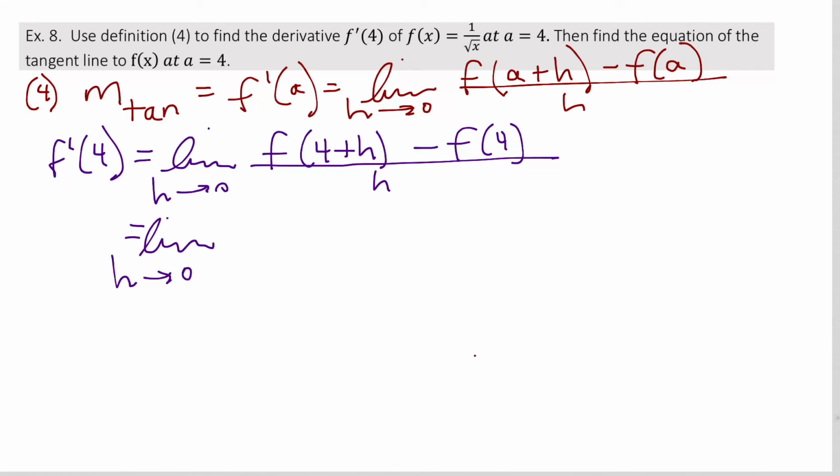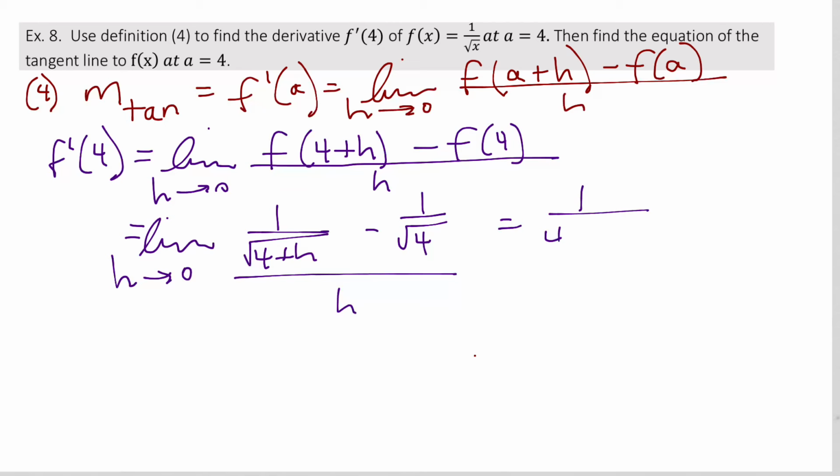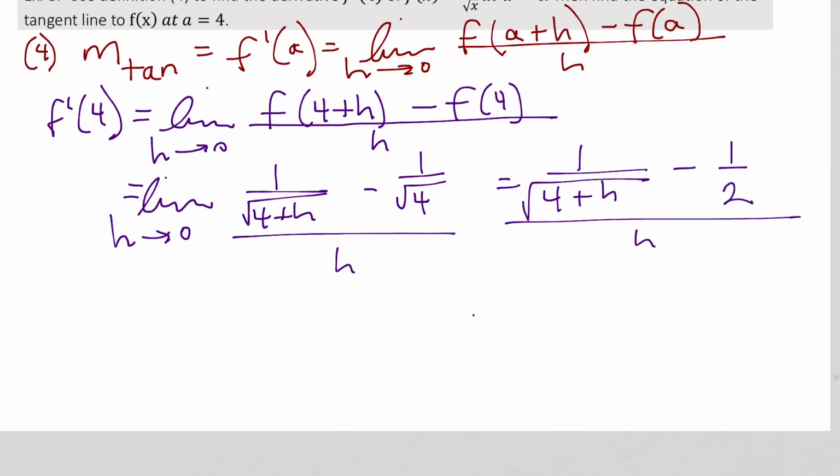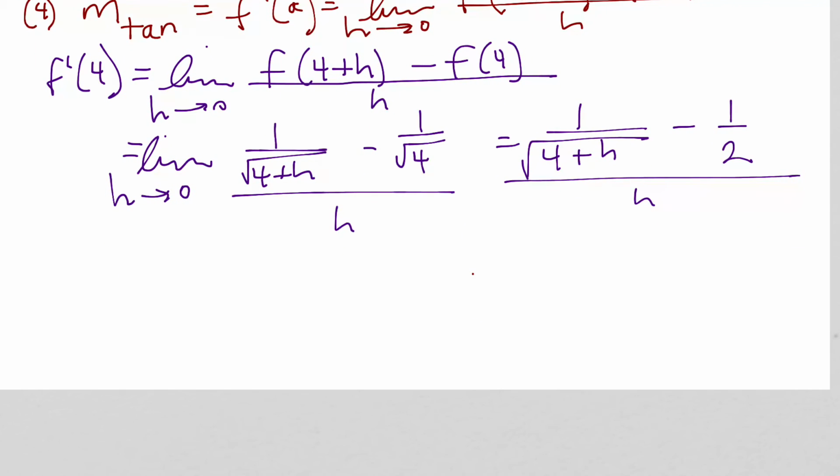In the function, I'm going to substitute 4 plus h for x. And then I'm going to substitute 4 in the function. And then h in the denominator. So that's the same thing as 1 over the square root of 4 plus h minus 1/2 divided by h. Alright, so we're going to have to simplify that now because I can't evaluate the limit with the h going to 0 in the denominator.